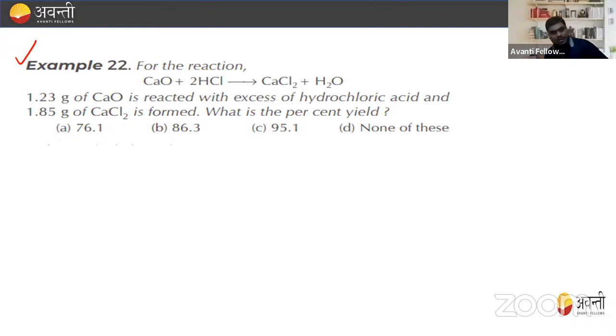Okay, so how many of you solved this question?